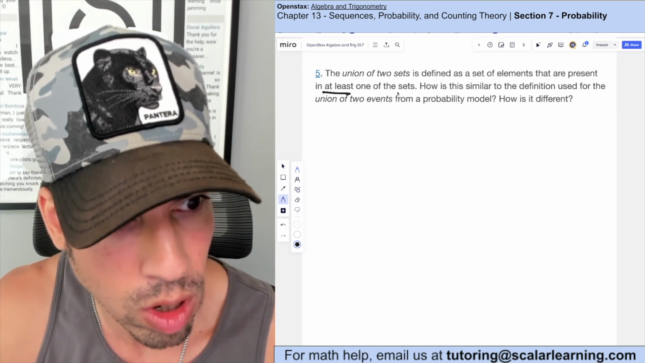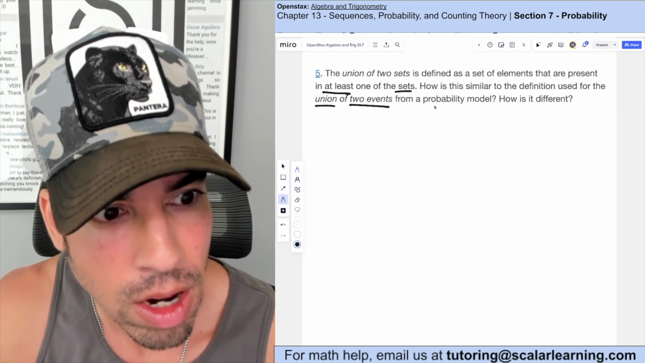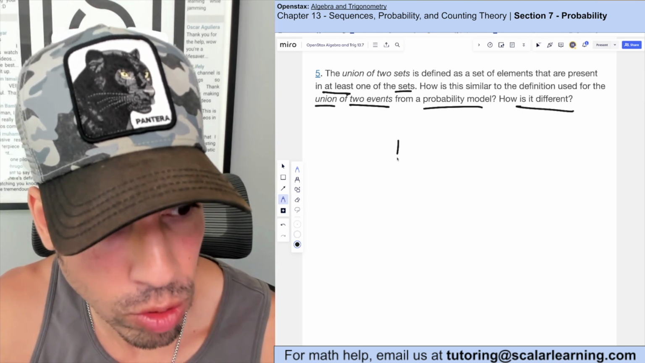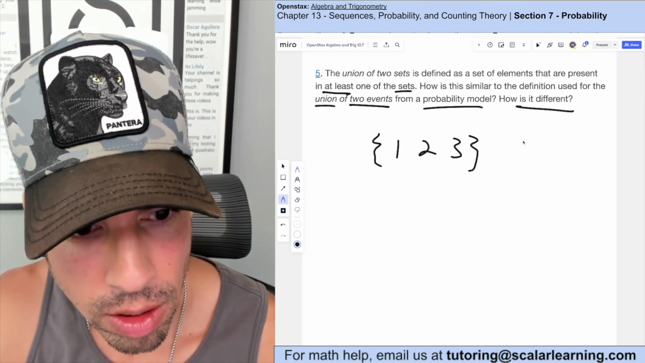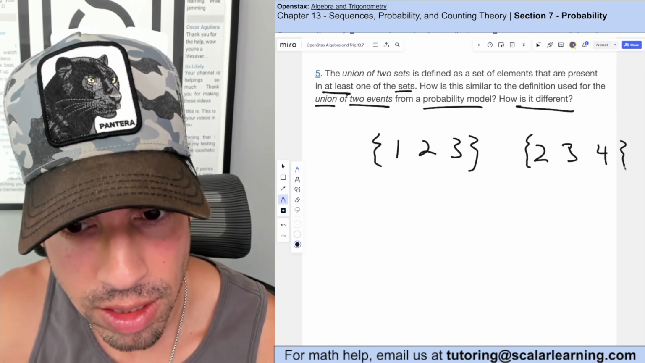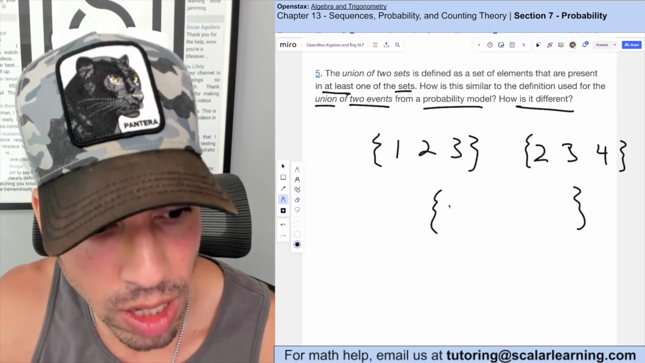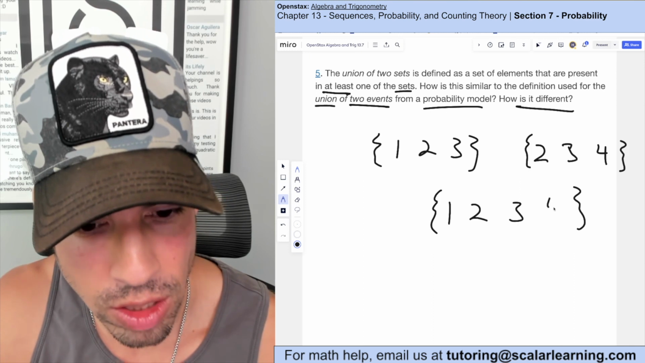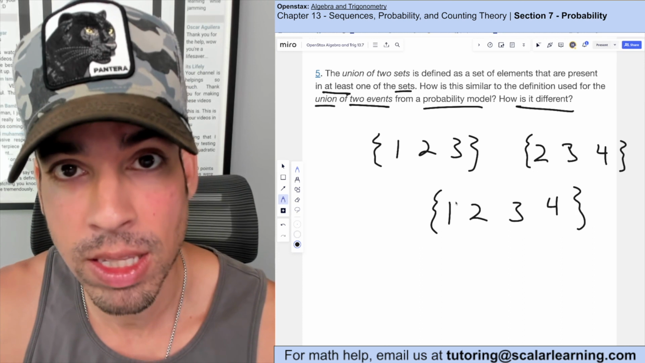The union of two sets is defined as a set of elements that are present in at least one of the sets. How is this similar to the definition used for the union of two events from a probability model? How is it different? So let's just flesh this out. We're talking about two sets. Let's say 1, 2, and 3. We've got a set of 3 numbers. And then we've got, let's say, 2, 3, and 4 in the second set, right? So the union of these would be basically joining them. Now, this one's got a 1, so we add that, and then they both have 2s, they both have 3s, and then this one has a 4, right? So we're combining all of those unique items into one giant set. That would be the union of the set.